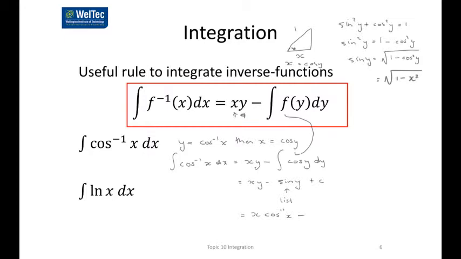Now that means that if we replace sine y with the square root of 1 minus x squared, we're fine. Everything's back in terms of x. Don't forget, plus c.